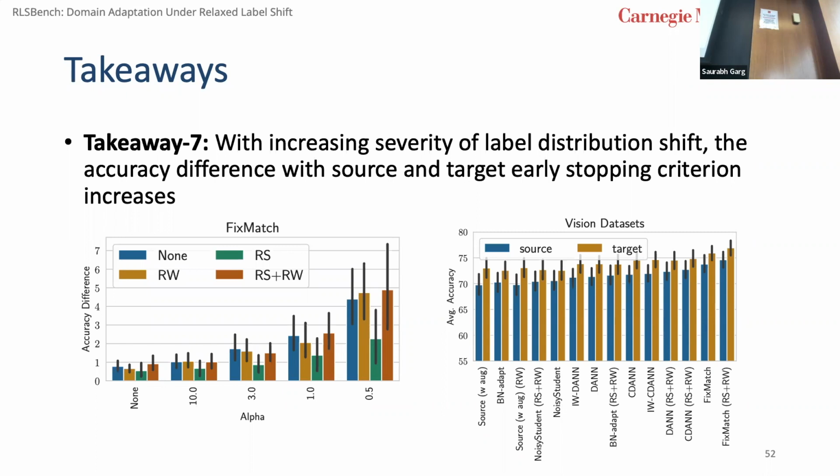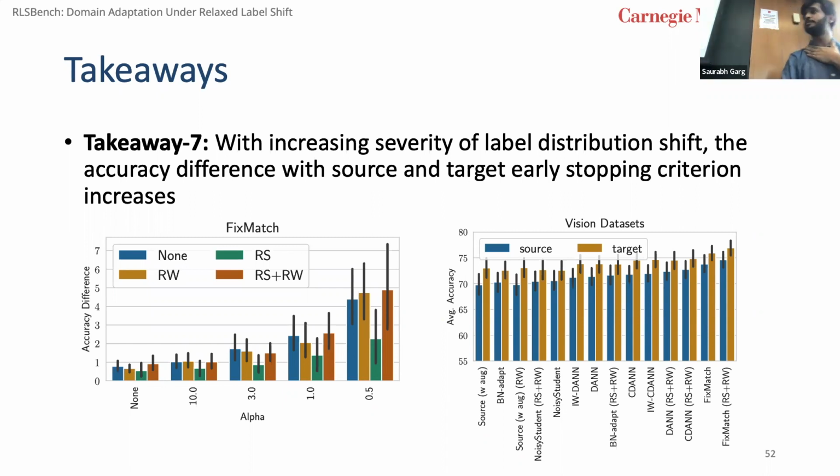And note that as the label proportion shift becomes a lot more severe, the difference is actually huge, which basically shows that if we use the target early stopping criterion, it may give us a false sense of progress. When we don't have access to target validation data, we may not be able to select that early stop model. And on the right, we see that this happens for all different methods.